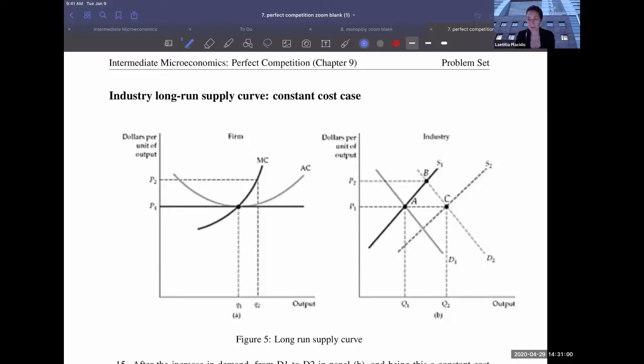So my purpose for today is twofold. The first thing I want to do is just to review the behavior of firms in perfect competition in the long run. That's something we didn't have the time to do last time. So I just want to introduce this. And then I want to move to monopolies.